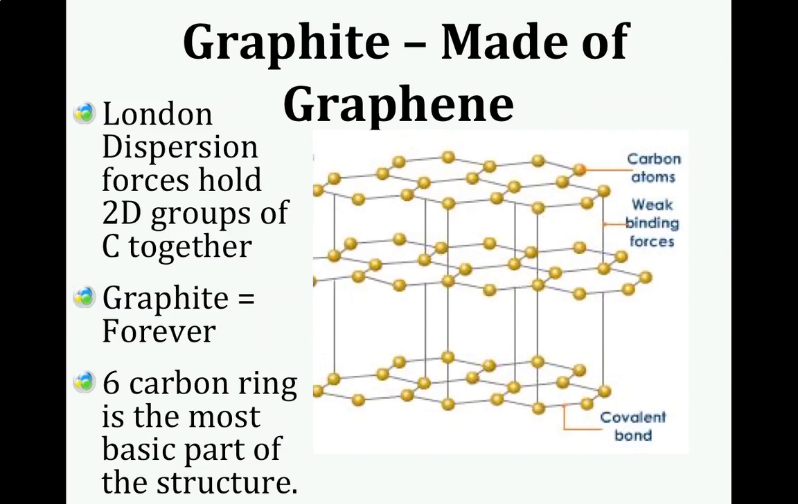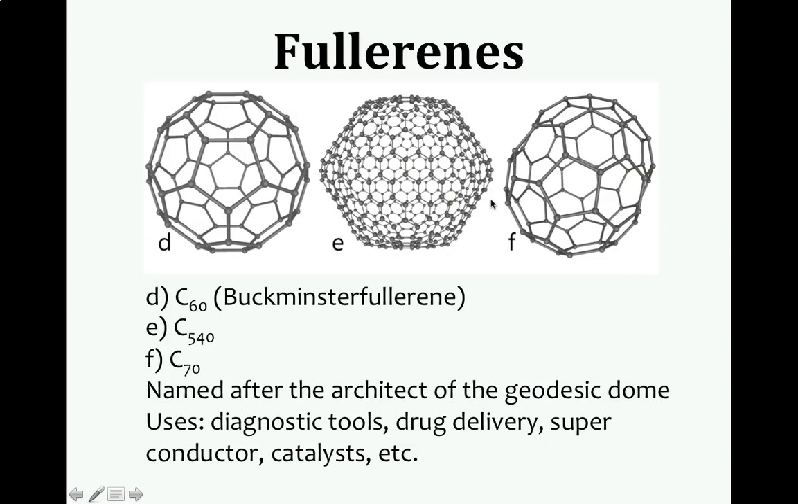They're made up of a six-carbon ring as the most basic part of the structure, and we see that here: 1, 2, 3, 4, 5, 6, and those are held together. All together, it looks kind of like a honeycomb.